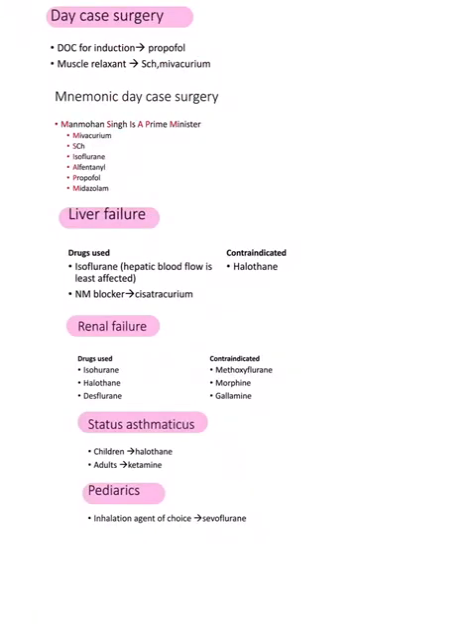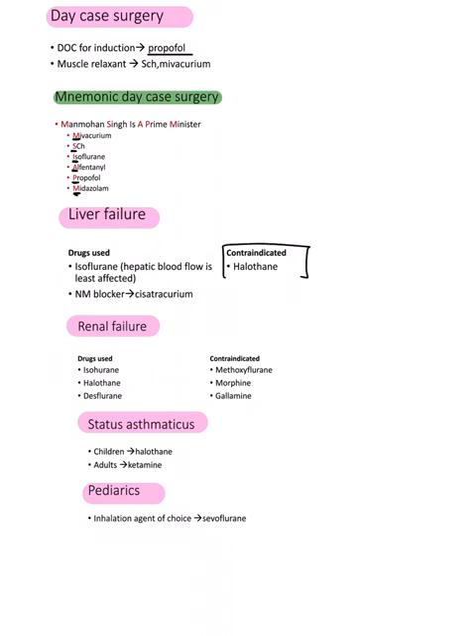Now coming on to other important one-liners in anesthesia. If you talk about daycare surgery, the drug of choice for induction is propofol. What is the mnemonic for the drugs used in daycare surgery? We know our time when Manmohan Singh was the prime minister. So Manmohan Singh is the prime minister: M for mivacurium, S for succinylcholine, I for isoflurane, A for alfentanil, P for propofol, M for midazolam.